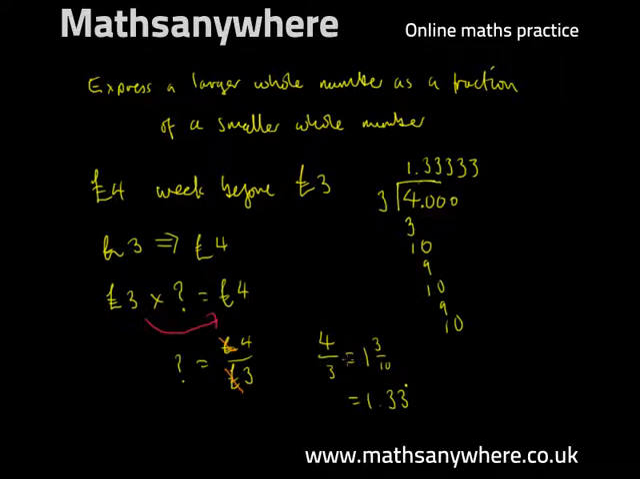So we've got really three options of how to write 4/3. We can either write it as an improper fraction or a mixed number, that's an integer value and a proper fraction, or we can write our improper fraction as a decimal. So we've looked at, to recap, how we'd express a larger whole number as a fraction of a smaller whole number, and also our options for writing our final answer.